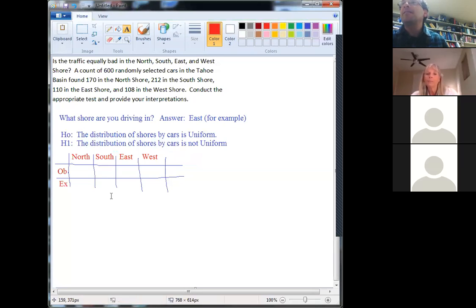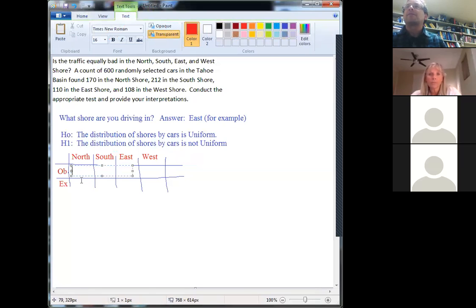Okay, observed is really easy. What was the observed for the North Shore? That's supposed to be easy. Yeah, 170. The observed for the South Shore is 212. The observed for the East Shore is 110. And the observed for the West Shore was 108.